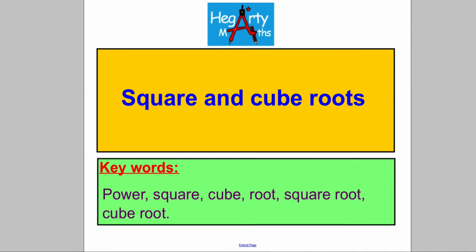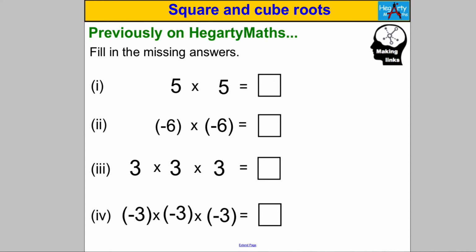It's Mr. Hegarty here, and in this video we're talking about square and cube roots. To start with, pause the video and fill in the missing numbers in the squares. Well, hopefully you realise the answers were 25, positive 36, positive 27 and negative 27.